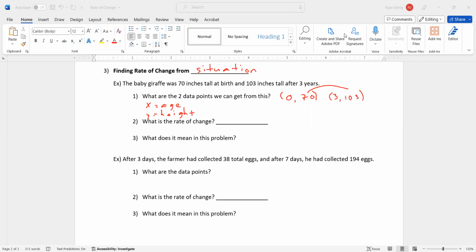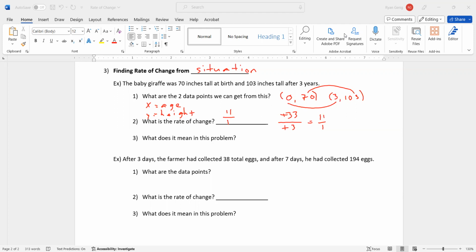So what's the change in Y? It's up 33. And then what's the change in X? It's up 3. So 33 over 3 is 11 over 1. There's my rate of change. Now we can go ahead and assume that it's a linear relationship. It means the rate of change is the same. I know giraffes probably don't grow the same exact amount each year, but for what we're doing right now, we're going to go ahead and say that it's a constant rate of change.